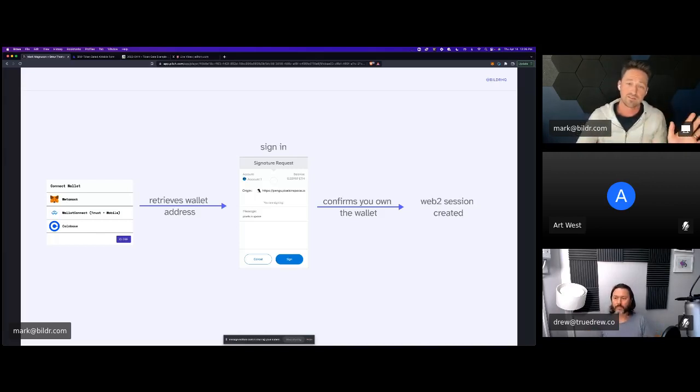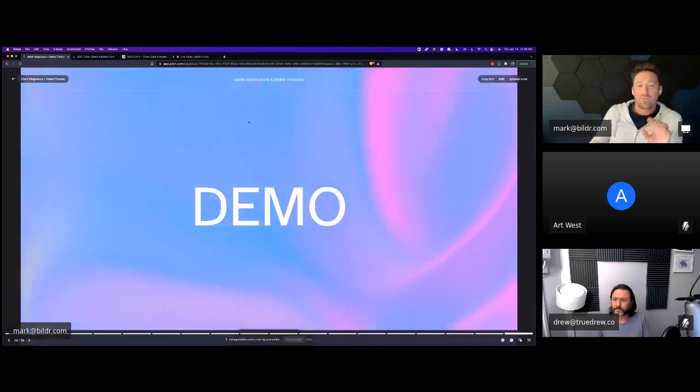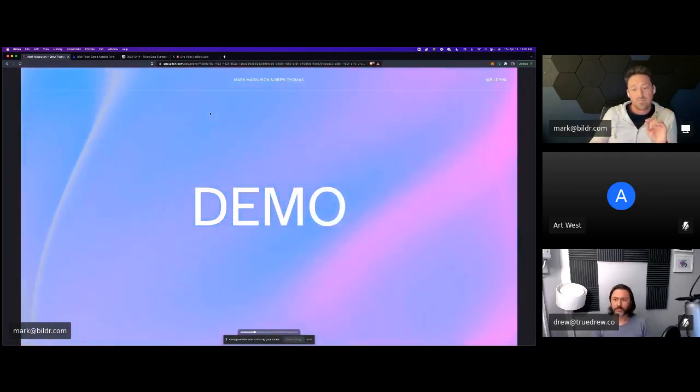It can just be a connect, and you just use the wallet address for other things like looking up blockchain transactions or whatever it is. Or you can actually do full-on Web 2 sessions and do a full gated environment. So that was it for that part of it. And then I'm just going to go into a demo and show you guys how we do it in Bildr.